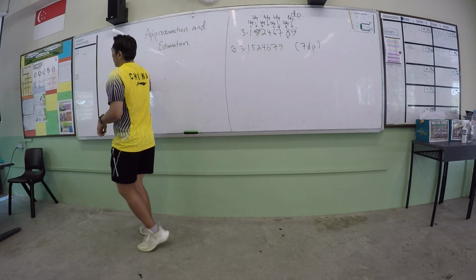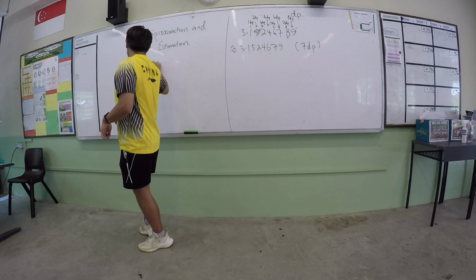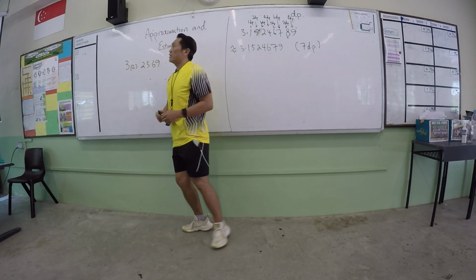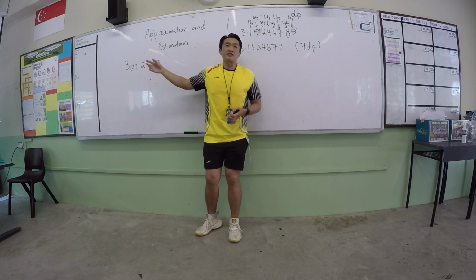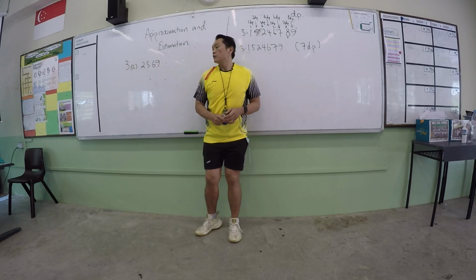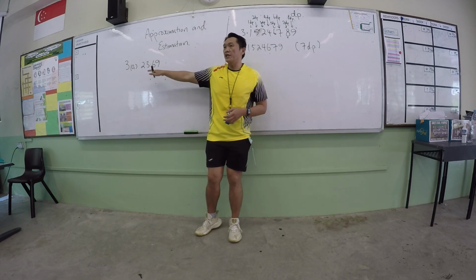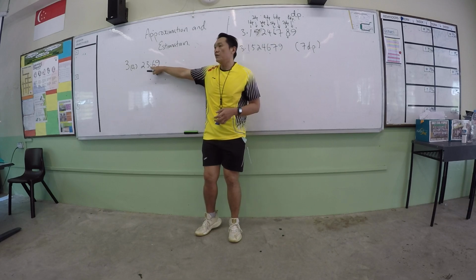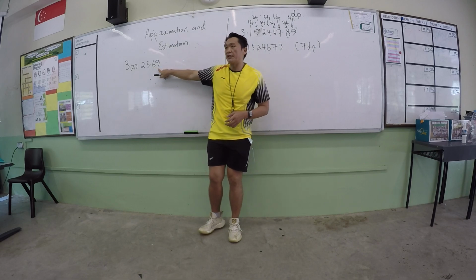Question 3 first. 3A. 23.69. This number got how many decimal place? Why do people say 3? Decimal place, we only count the digits after the decimal point. So in this number we have 1 decimal place, 2 decimal place.